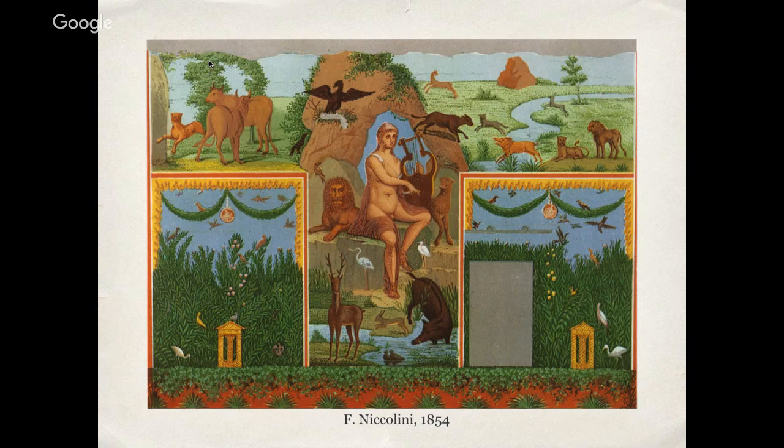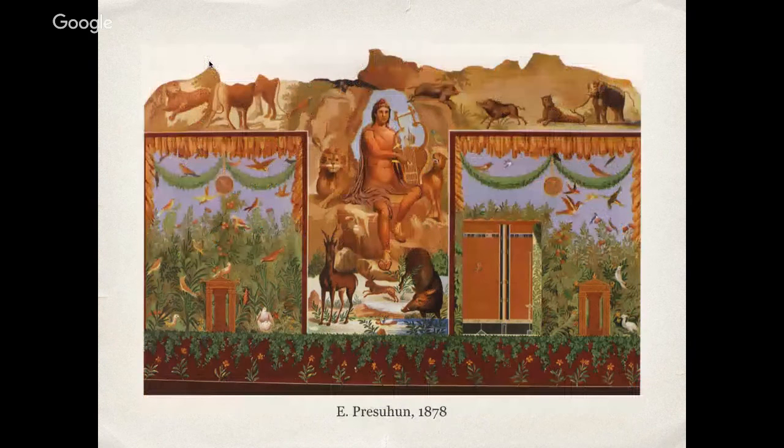But actually, while I was still looking for information about the Orpheus, I found another drawing of the same fresco. I was like, oh, great. We have such an abundance of information about Pompeii. And this drawing is by Presson and is dated only about 25 years after that. So they're not so far from each other.